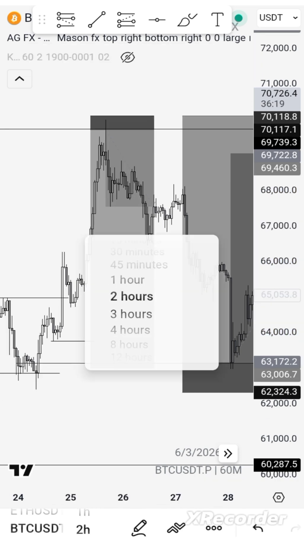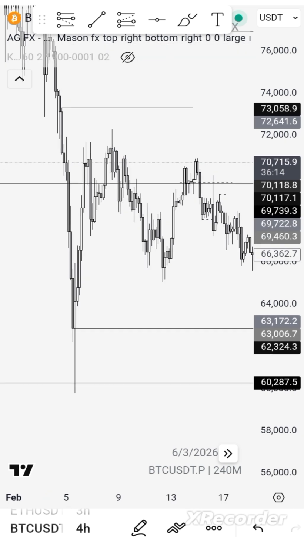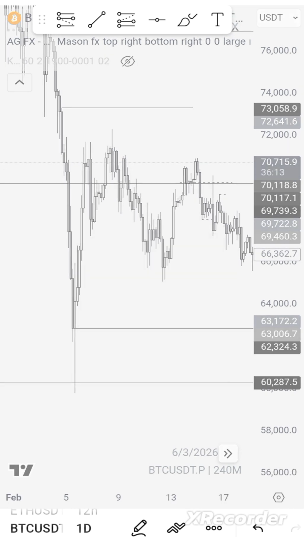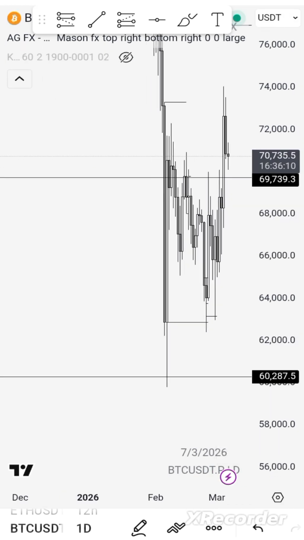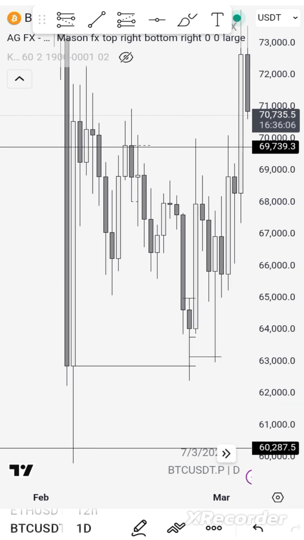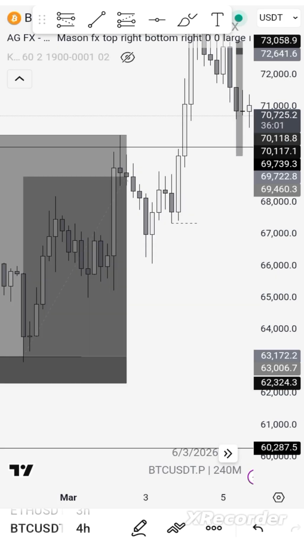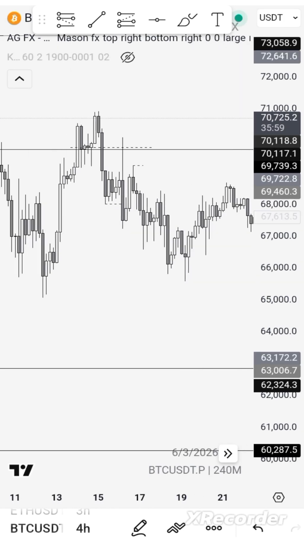So what do you need to do? Just mark your rejection. Price rejecting from the daily time frame. Price was rejecting from here. Can you see? Price was rejecting from here on the daily time frame. And then we go to the 4 hours time frame for our what? For our breakout.